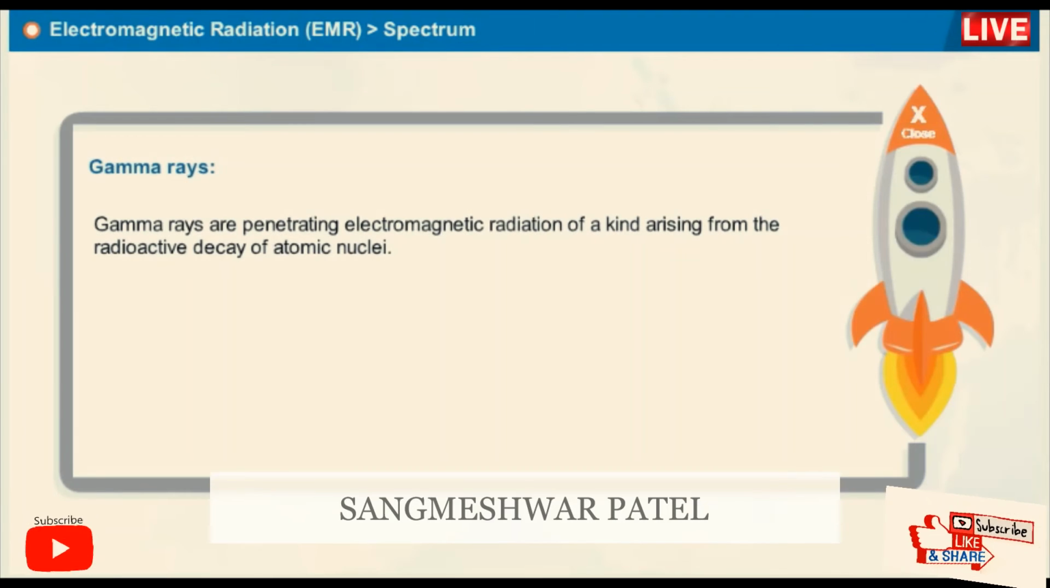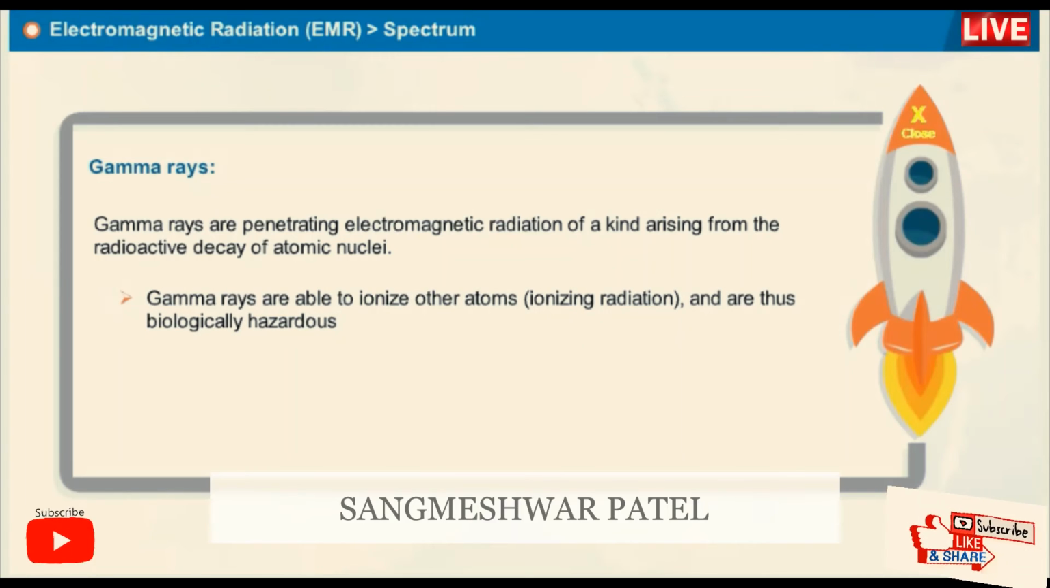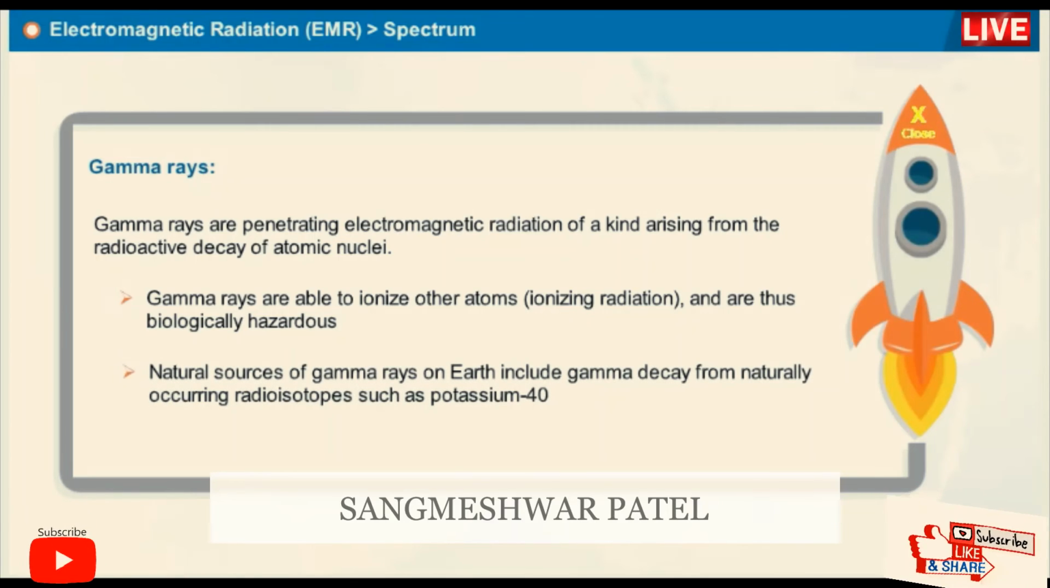Gamma rays are penetrating electromagnetic radiation of a kind arising from the radioactive decay of atomic nuclei. Gamma rays are able to ionize other atoms, ionizing radiation, and are thus biologically hazardous. Natural sources of gamma rays on Earth include gamma decay from naturally occurring radioisotopes such as potassium-40.